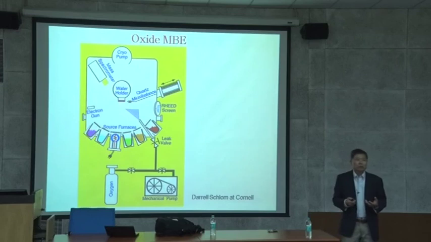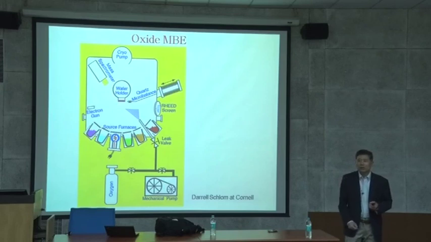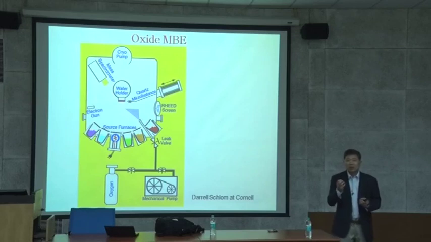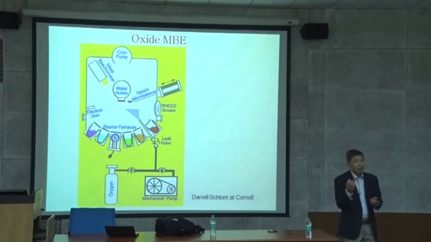Okay? So the easy way to do it is simple: just mix everything in one target. You make this target by precisely weighing the actual cations you are going to add, mixing and grinding them, and making a completely reacted composite. It's not really a mixture of individual cations, but a completely reacted, phase-pure composite material. For example, you make a yttrium barium copper oxide target. It's not yttrium oxide, barium oxide, and copper oxide mixed together.